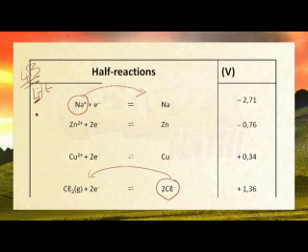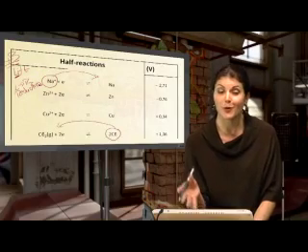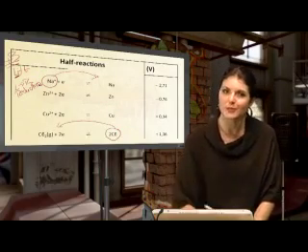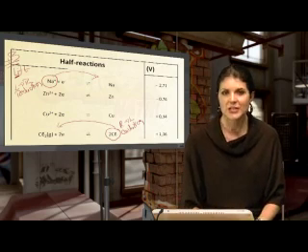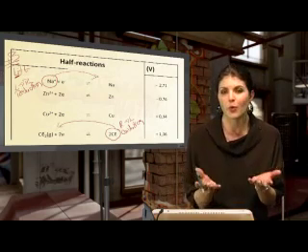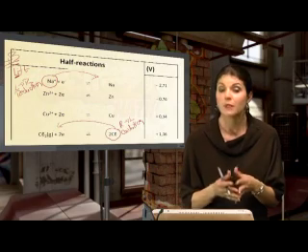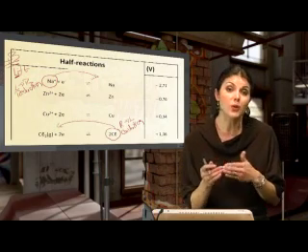Now whenever we read it from left to right, we're going to be calling this the reduction half reaction. And whenever we take a look at your table and we read it from right to left, then it's going to be our oxidation half reaction. Okay, so going from right to left, we're going to be having our oxidation. Now, what we're going to be doing with these two half reactions is we're going to be writing out our overall or our net cell reaction. But in order to get there, we're going to need two half reactions.